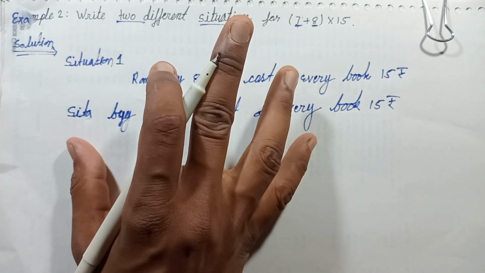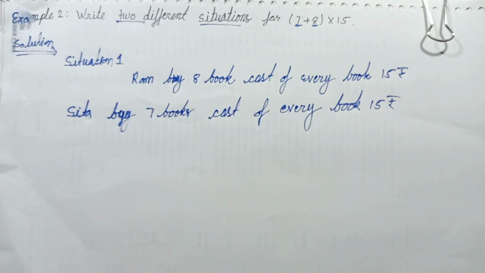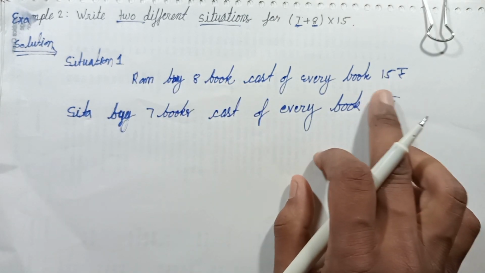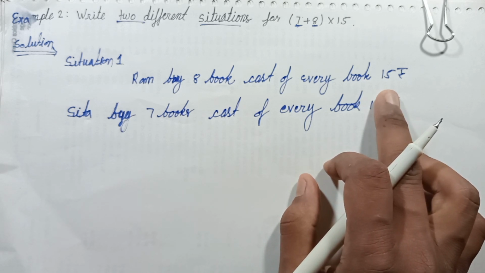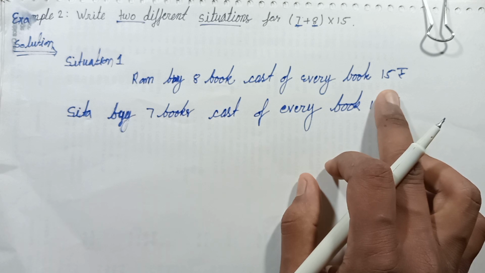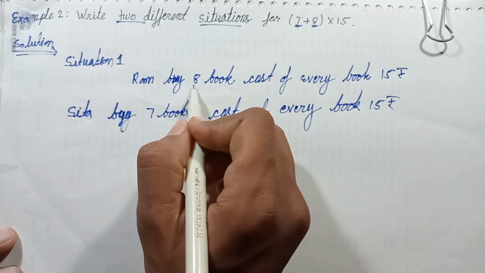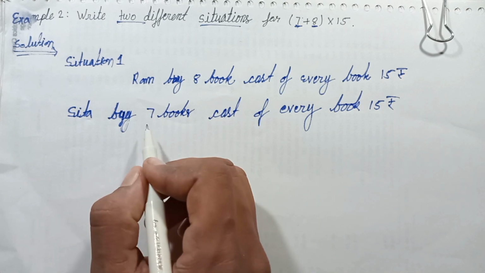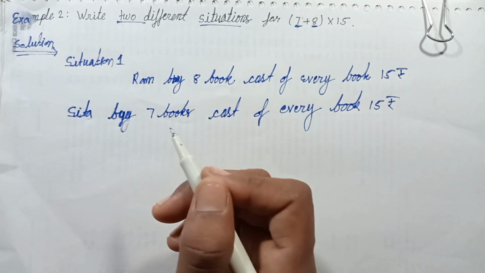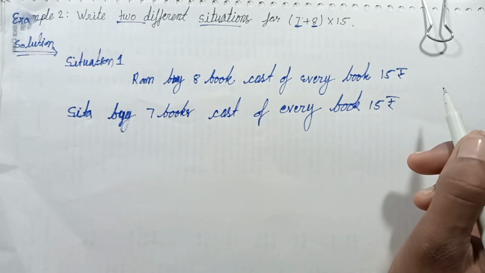Ram buys 8 books of eight different subjects, and the cost of every book is 15: science, social science, business studies, mathematics, and so on. Total 8 books by Ram and 7 books by Sita. Total cost at 15 rupees every book.